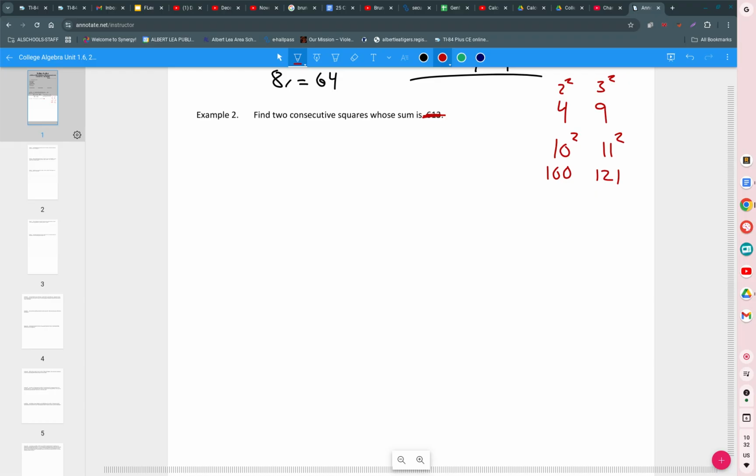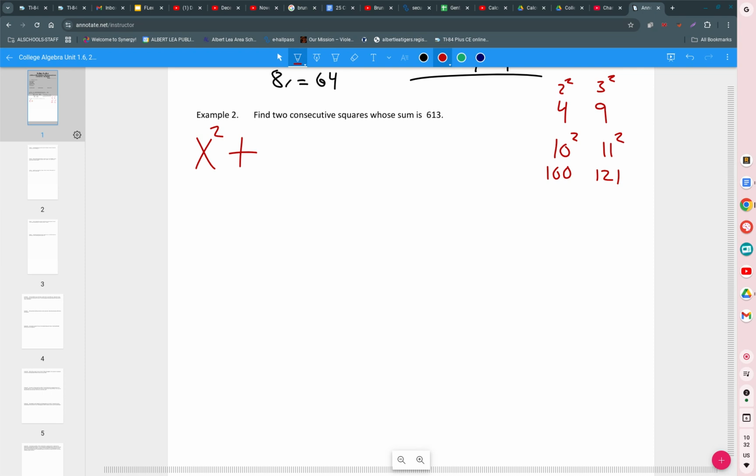So 4 plus 9 is not 613. 100 plus 121 is not 613. But we're adding up consecutive squares. So the key is to come up with an equation that models it. Now, most people would say that x squared is 1, and you were right. But what are we going to add that to? What's the consecutive square after that? In parentheses, x plus 1.